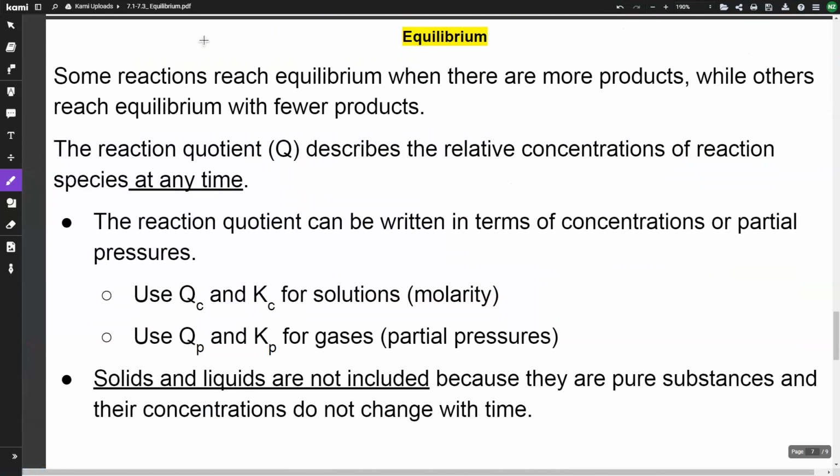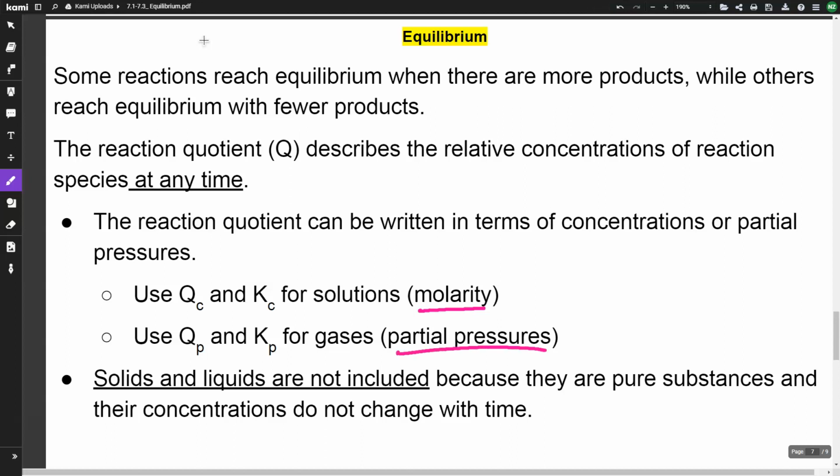Okay. So some reactions reach equilibrium when there are more products, while others reach equilibrium with fewer products. The reaction quotient, which is capital Q, describes the relative concentrations of reaction species at any time. The reaction quotient can be written in terms of concentrations or partial pressures. So we use concentrations when we're talking about solutions. We think about that in terms of molarity. We're going to use pressures when we're talking about gases.